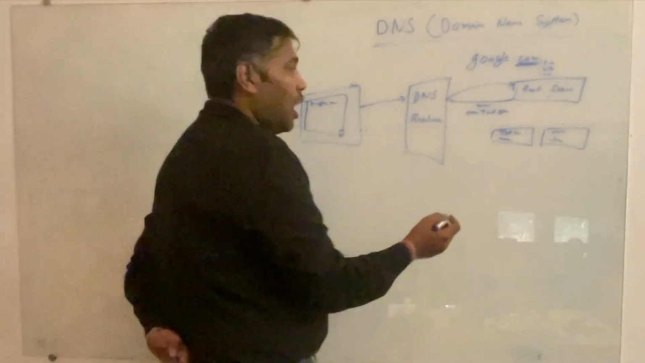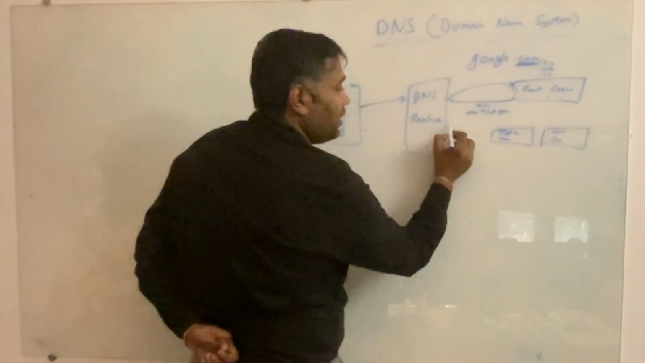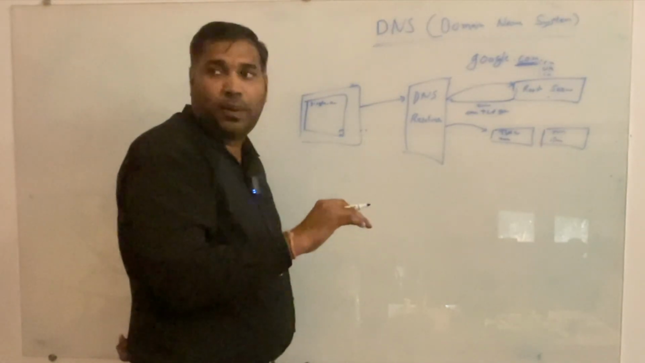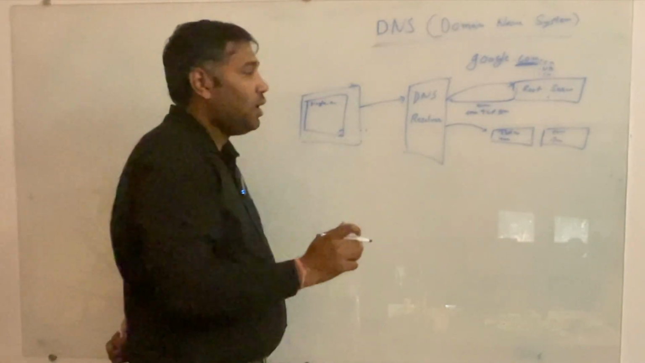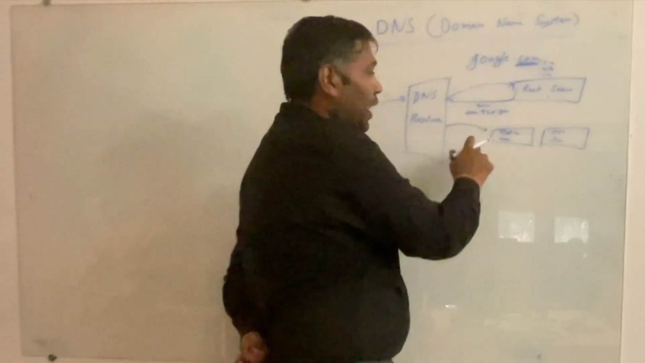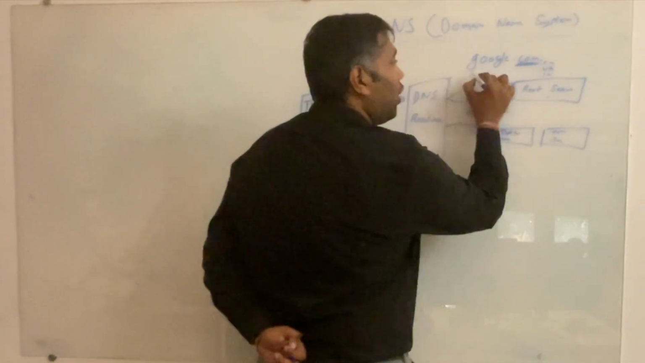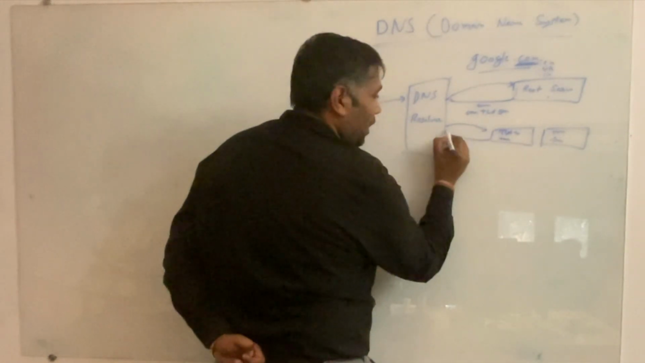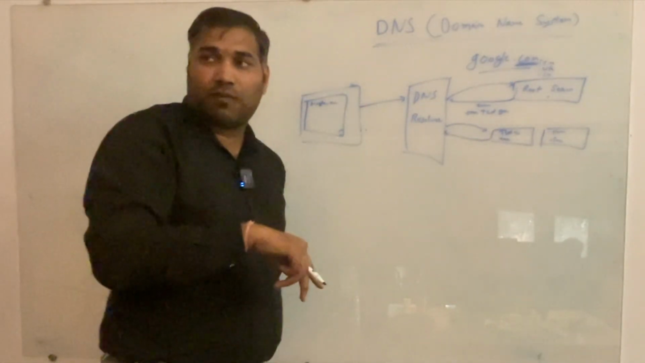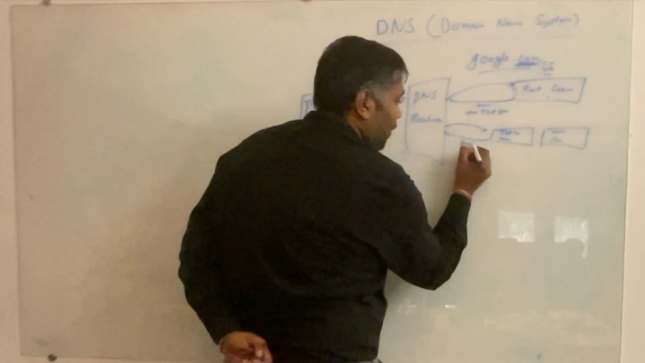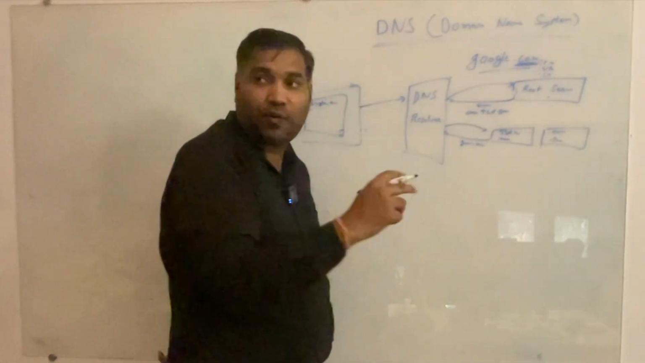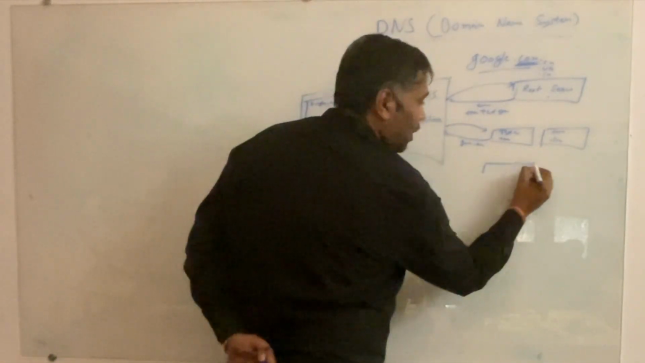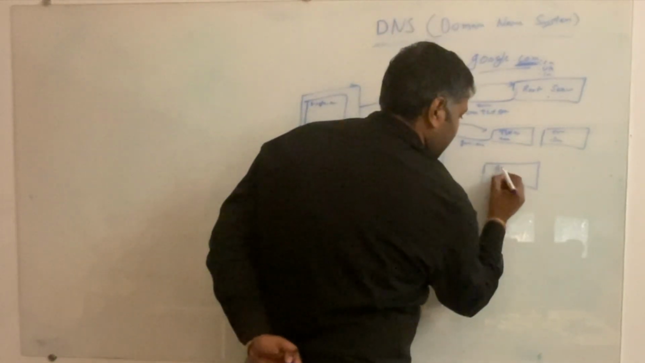Now the DNS resolver will send a second query to .com or .in, whichever TLD you are visiting, and it will ask where is the google.com this time. Now it will tell the authoritative server name, like google.com information can be found at this particular IP, and those servers are called authoritative servers.